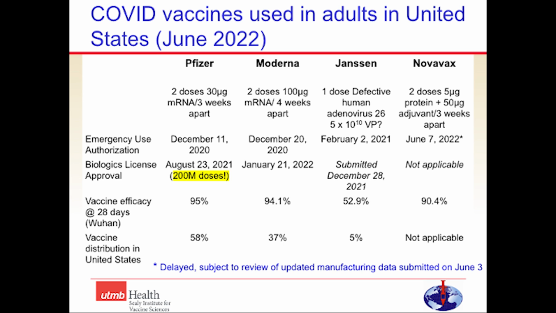Janssen's still waiting to get its BLA approval. Efficacy, as I've said earlier, is 95% for Pfizer, 94.1% for Moderna, 52.9% for Janssen, and 90.4% for Novavax.